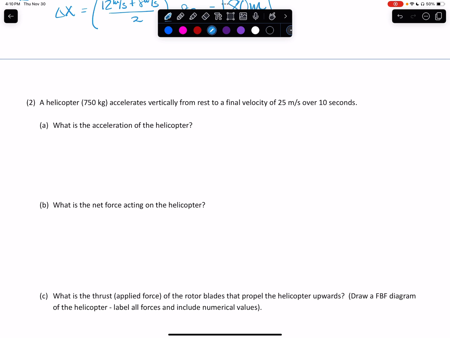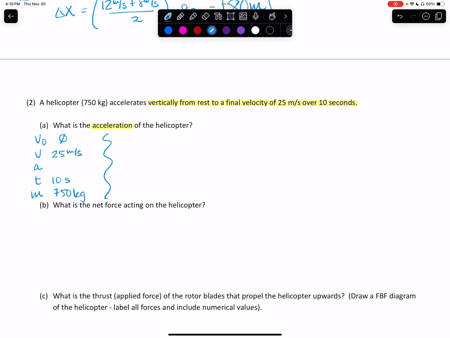This one, we have a helicopter that accelerates vertically from rest to a final velocity of 25 meters per second over 10 seconds. So the first question is, what is the acceleration? We list what we know: V initial, V final, acceleration, time, and mass. From rest, so my initial velocity is 0. Our final is 25 meters per second. We do this over 10 seconds, and I have a 750 kilogram helicopter.